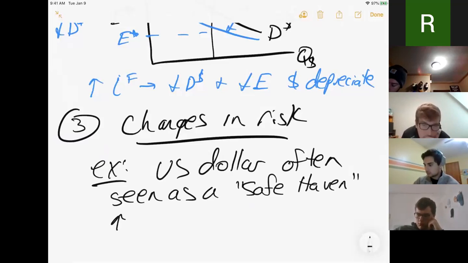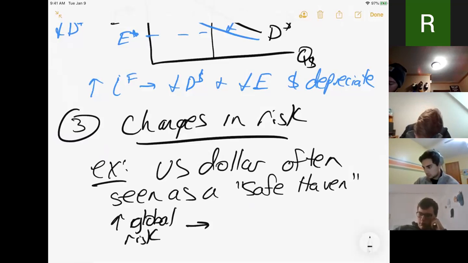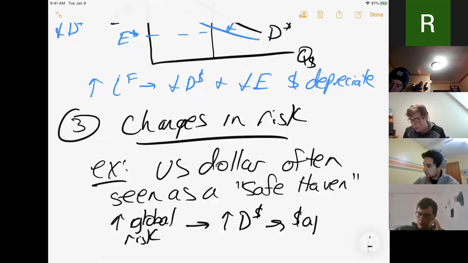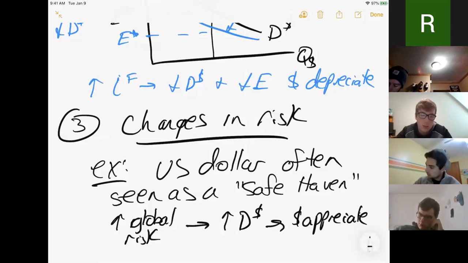And so if there's an increase in global risk, whether it's from the pandemic or just from political volatility or whatever, not always, but you typically see an increase in the demand for dollars, and the dollar tends to appreciate. So the dollar tends to appreciate during periods of global risk because the dollar is a safe haven.